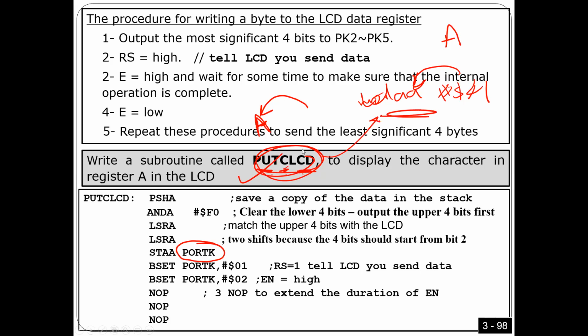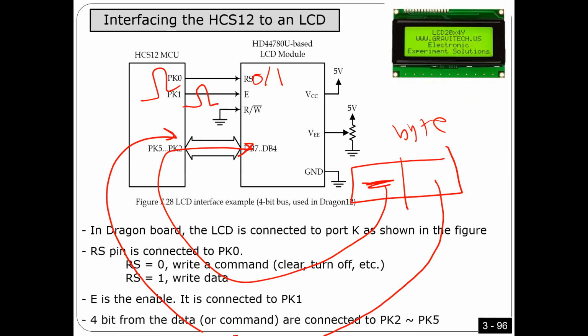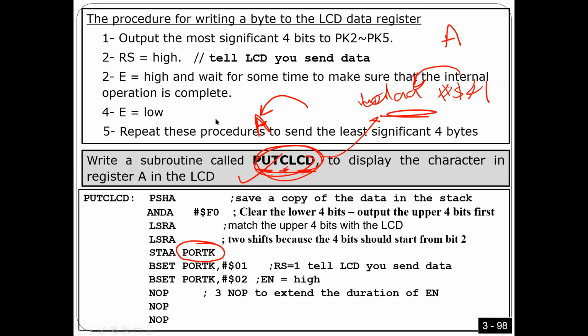Once you do that, this subroutine is going to take this ASCII, which is in register A, and it's going to display it. How? That's what I explained here, right? So this one, because this is data, has to write 1 here, right? Then it has to split the byte into 2 pieces, and then it's gonna put them 1 by 1. That's exactly how the subroutine works. That's exactly what I'm gonna explain now.